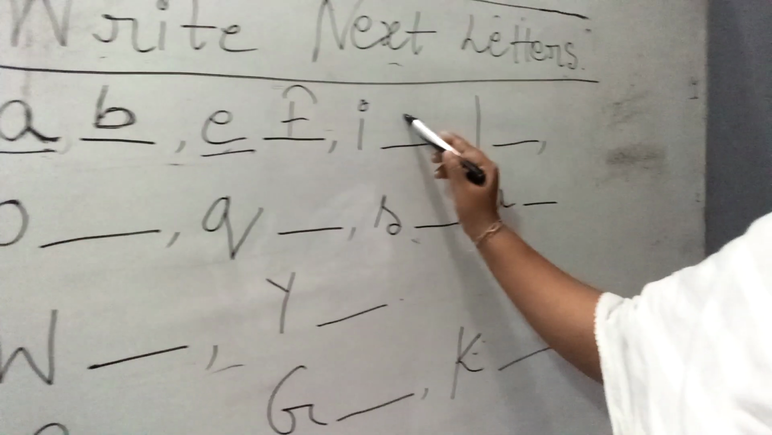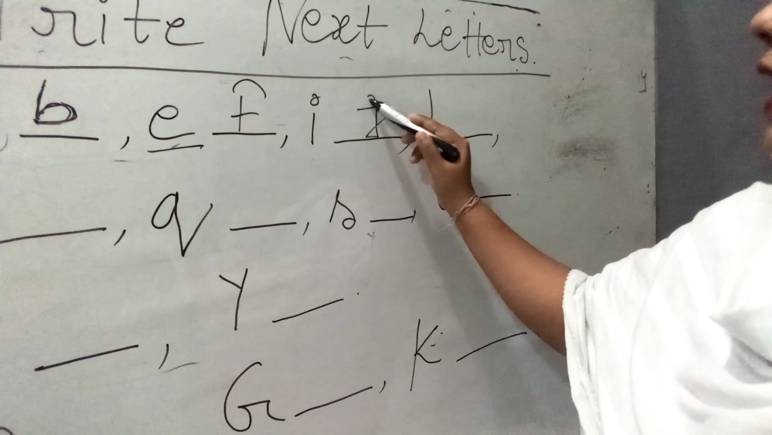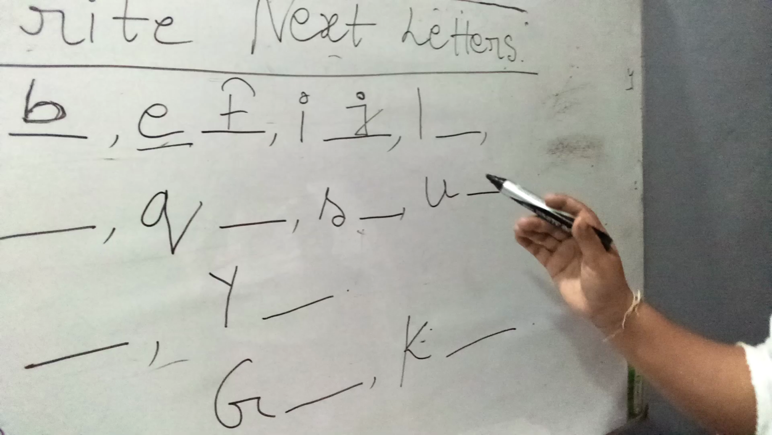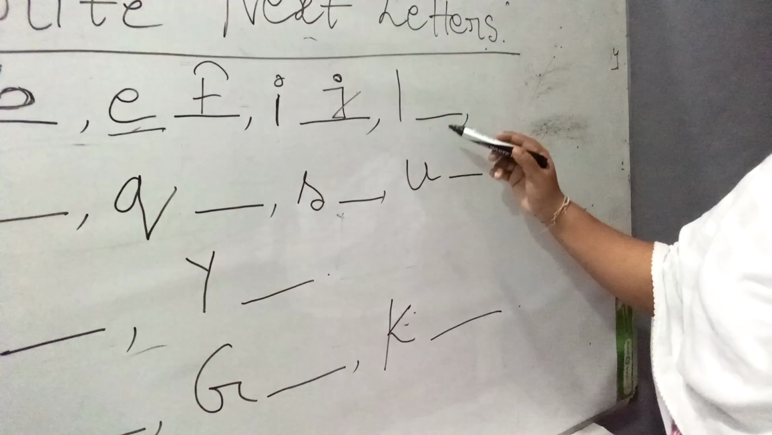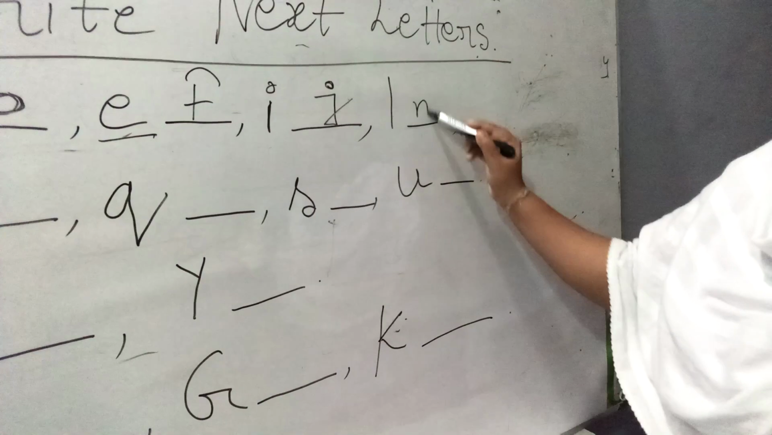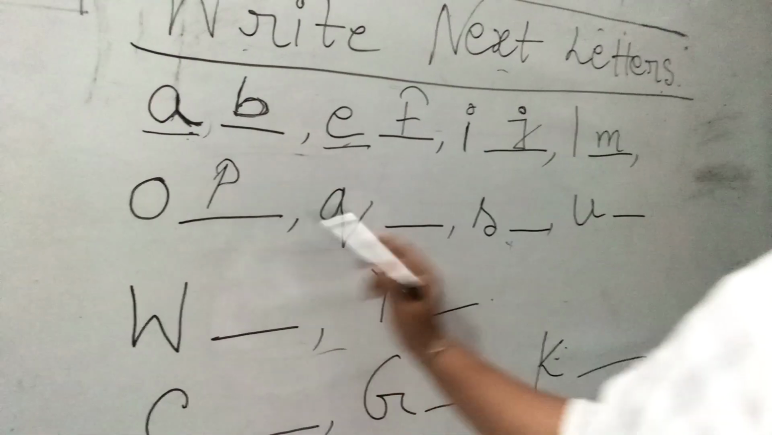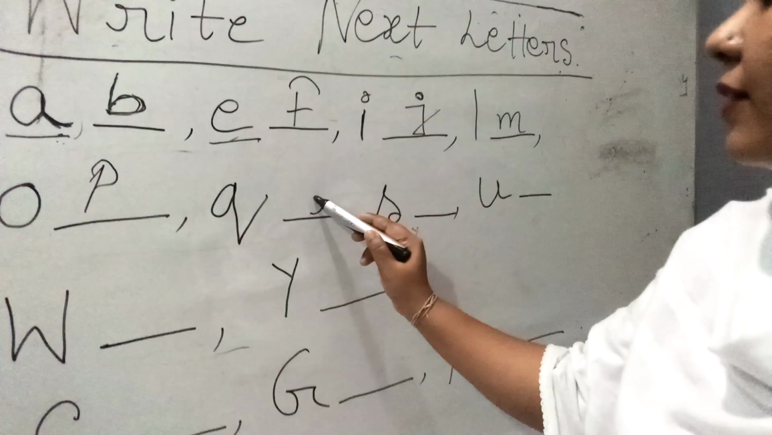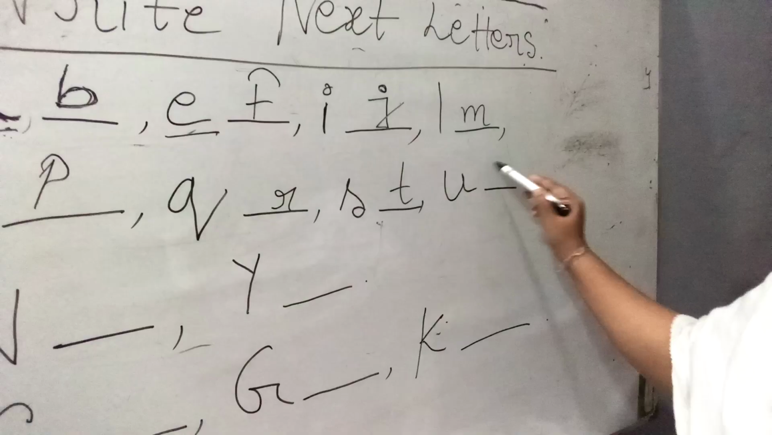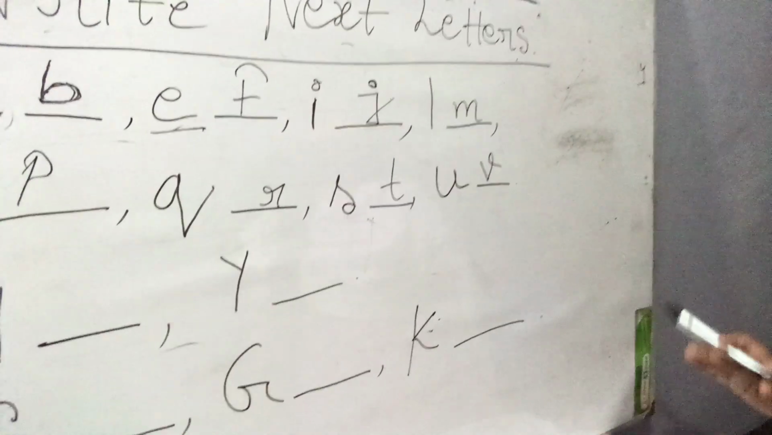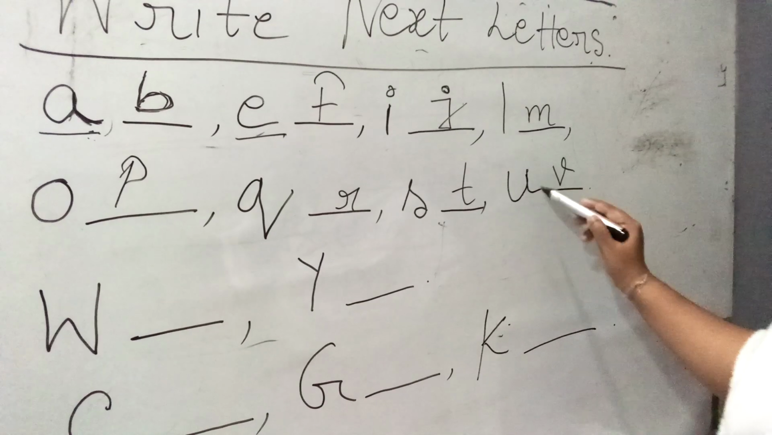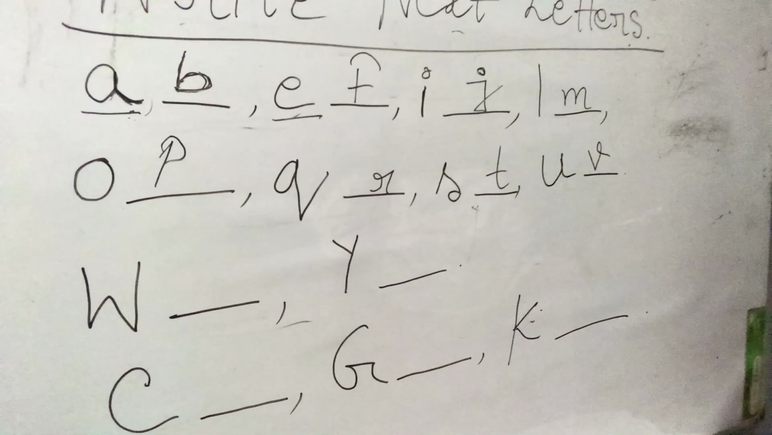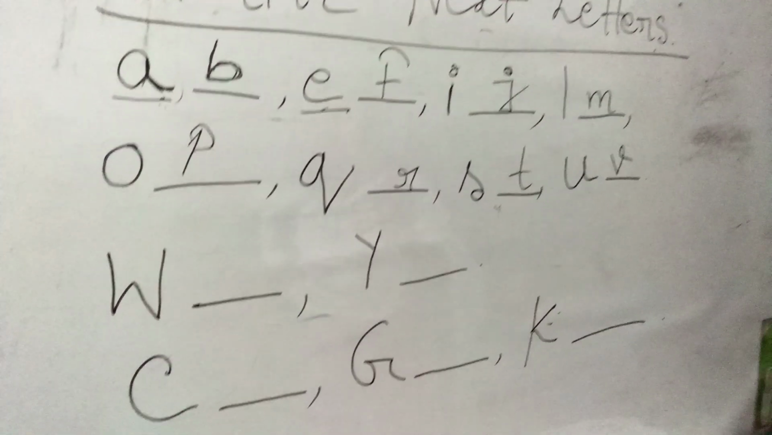E, F, then I. What comes? It's J, and I have to write it in small form because the I is not a capital letter here. Then L. After L, what comes? N. Then O. Of course, it will be P, Q, R, S, T, U, V. But the trick is that it's actually not very difficult. You have to sense that if the given letter is a small letter, then the next will, of course, be a small letter. You can't write a capital letter.